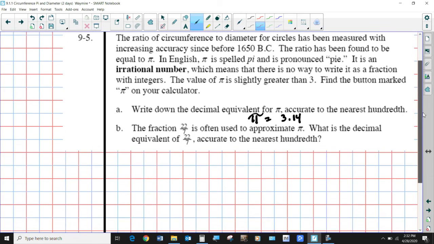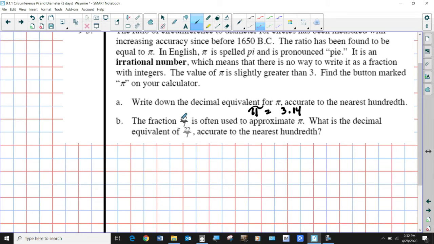Now, sometimes when we're working with fractions, it might be better to use pi being equal to the fraction 22 over 7. The only time I would use this fraction is if I was dealing with a measurement that was a multiple of 7. For instance, if you said that the diameter was 7 meters, then I would say, hey, rather than multiply that times 3.14, let's multiply 7 times 22 over 7.